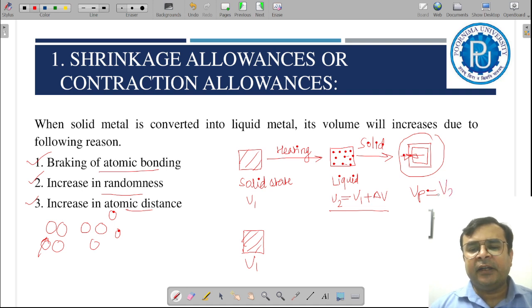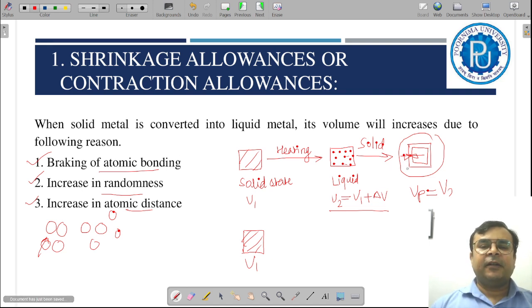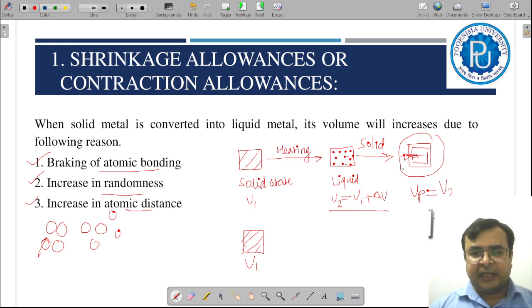Is it right? Not V1, it is equal to V2. And obviously V2 is slightly larger than V1, therefore the pattern size will also be slightly larger than the exact size of the casting. So this increased volume we need to accommodate, and this accommodation process is called shrinkage allowance. So now you are aware of why shrinkage allowance is required, why volume increases.